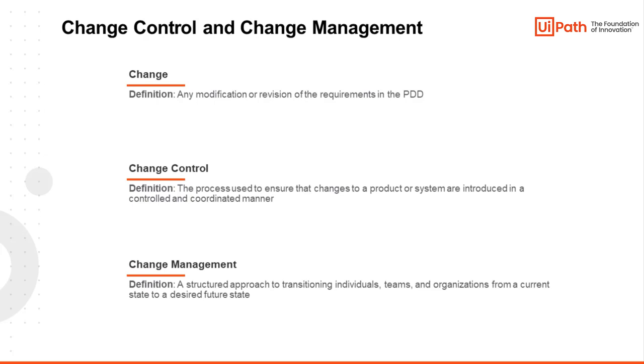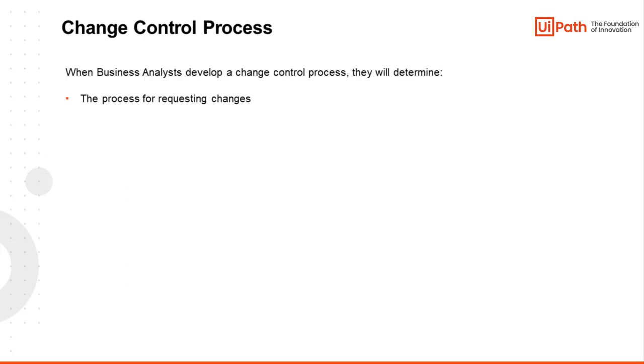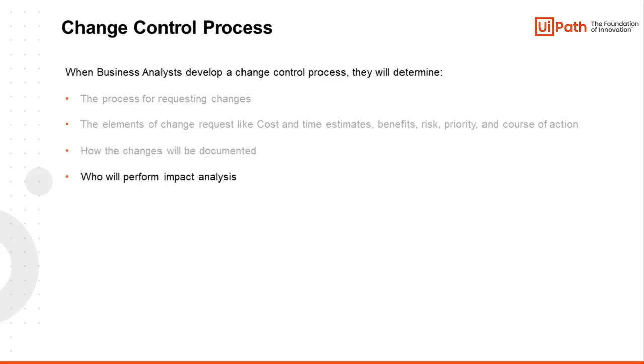In case a change control process does not exist for an enterprise or organization, the business analysts work with concerned stakeholders to develop one. When business analysts develop a change control process, they determine the process for requesting changes, determine the elements of change request like cost and time estimates, benefits, risk, priority, and course of action, determine how the changes will be documented, determine who will perform impact analysis, and determine how the changes will be prioritized and communicated.